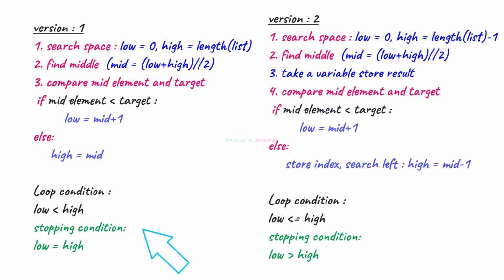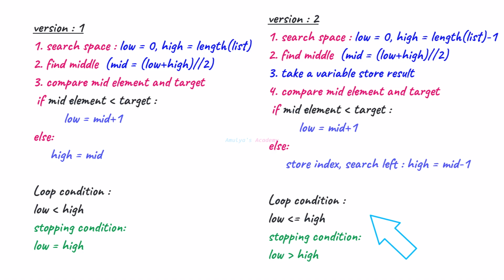And the stopping condition is also different. Here in the first version, when we have only one element in the search space, we need to stop. But here, when low becomes greater than high, we need to stop. This second version is more similar to the normal binary search algorithm.